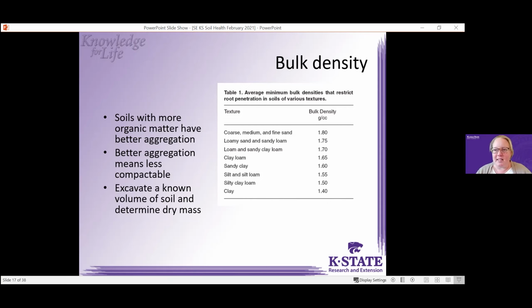Big pores are the ones that let go of water right after it rains, so they'll drain right out. So big pores are good for water, good for oxygen movement and gas movement, but they're kind of bad for holding on to water to be available for you later on.